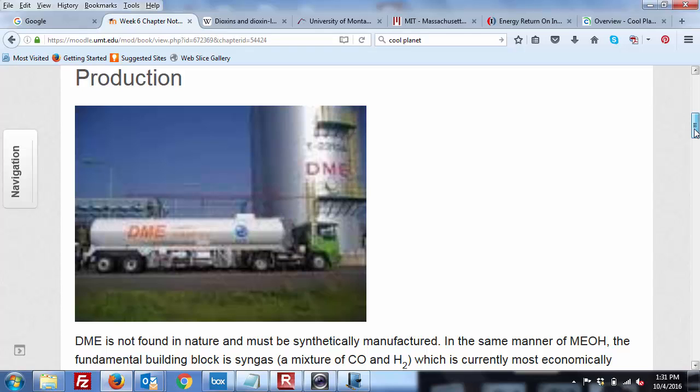Okay, not found in nature, must be manufactured. Same thing as meth, isn't it, by taking wood alcohol and anhydrous atmosphere, just burning the oxygen out of it? Is that how you make dimethyl ether? That's a good question. Let's just check it out.